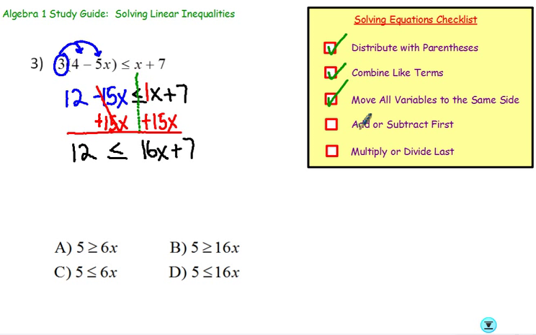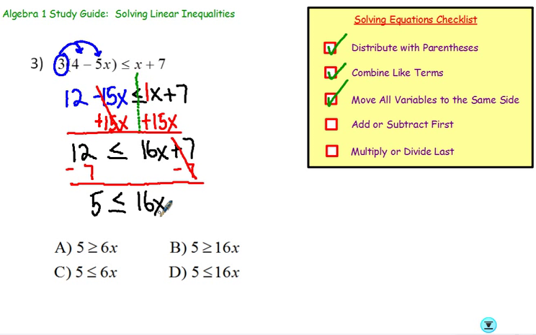Now, actually, the next thing on our list says to add or subtract. So if you're trying to isolate a variable, trying to get it by itself, then we want to add or subtract to do that. Well, that's a plus 7. So then the opposite would be to subtract 7. So we're actually going to subtract 7 from both sides. Right? Because we have this golden rule in algebra: what you do to one, you do to the other. So if I'm subtracting 7 there, then I also need to subtract 7 from the other side as well. Well, 12 take away 7, that would give me 5. And then I'm just bringing down the inequality symbol, less than or equal to, and then 16x.